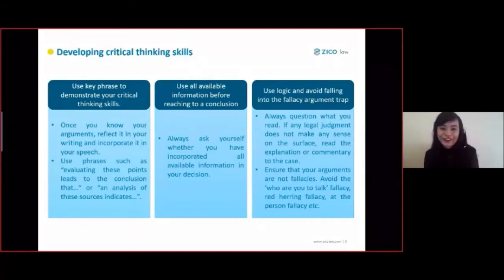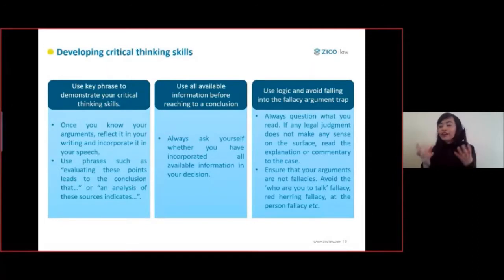The next tip in developing your critical thinking skills is that you need to use key phrases to demonstrate that you have thought critically about a legal matter. One of the phrases you can use is, for example, "I have evaluated both of these cases and I found that..." Or you can say, "An analysis of these legal cases indicates that..." In your sentence, you should always say what you have done and what you have found.